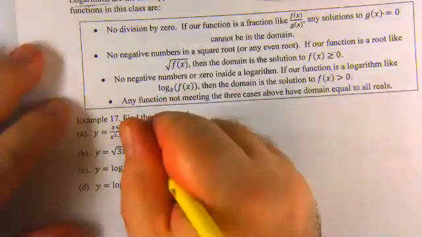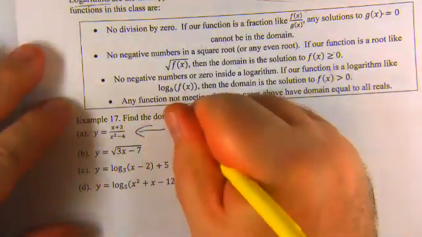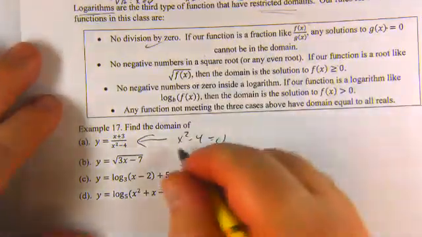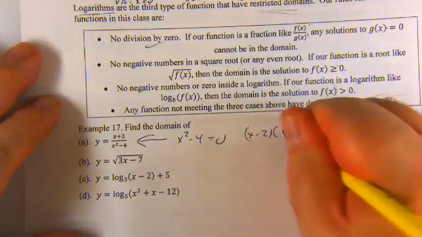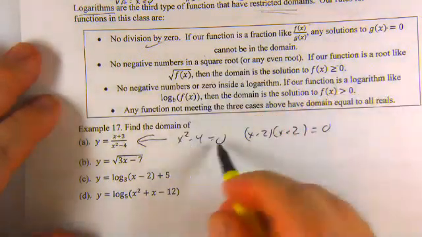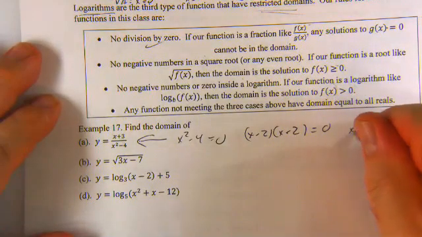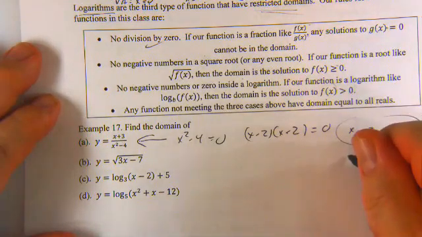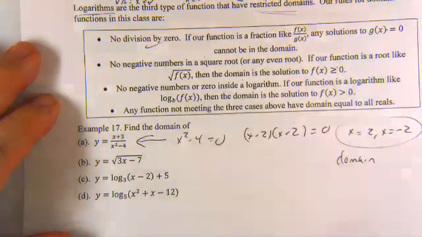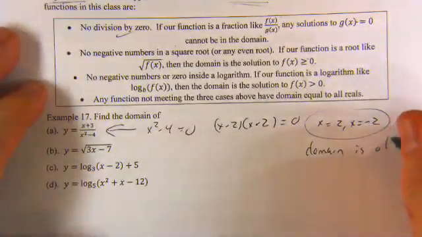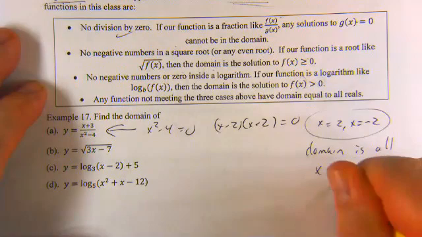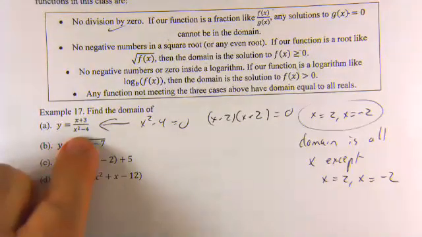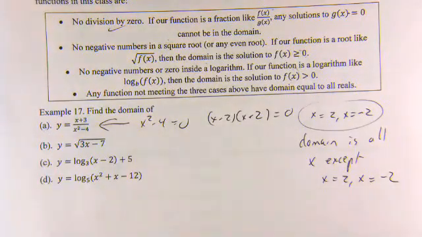So the domain of this. This is the division by 0 case: x squared minus 4 equals 0. Any solutions to that are bad. You can factor x squared minus 4 into x minus 2, x plus 2. So what's the domain for this function? All x except x equals 2 or minus 2, because that makes the bottom 0.